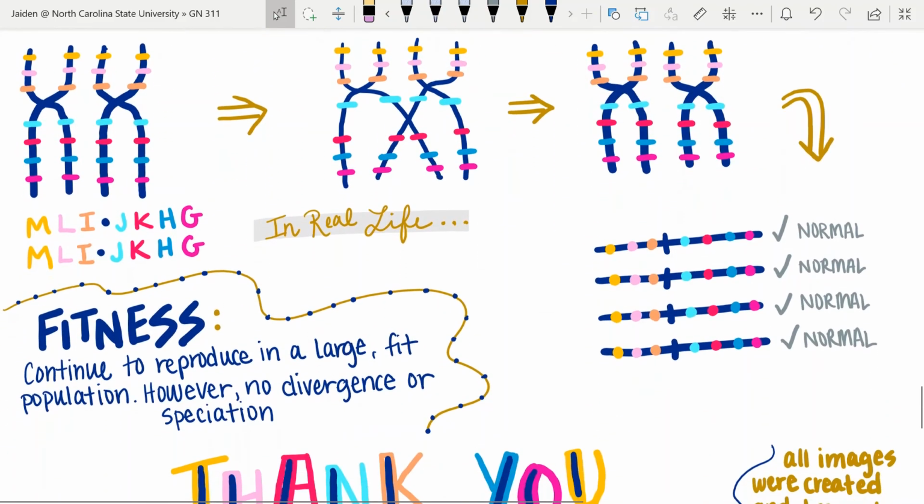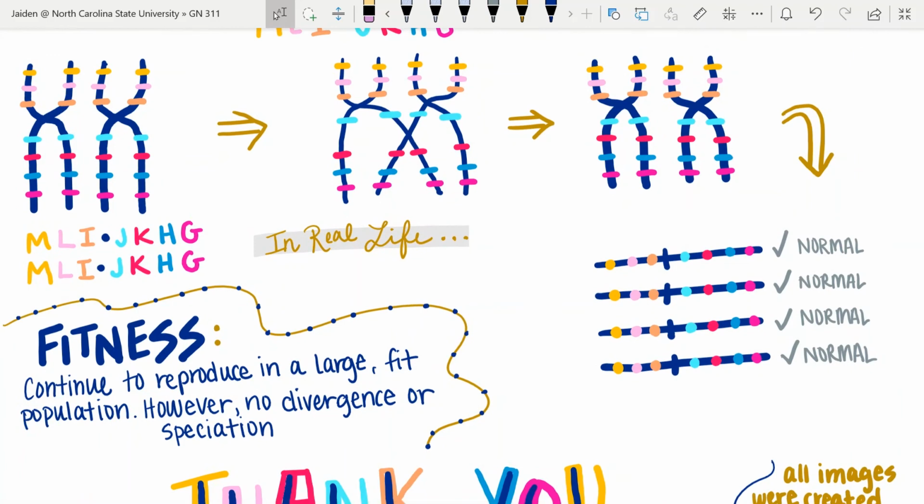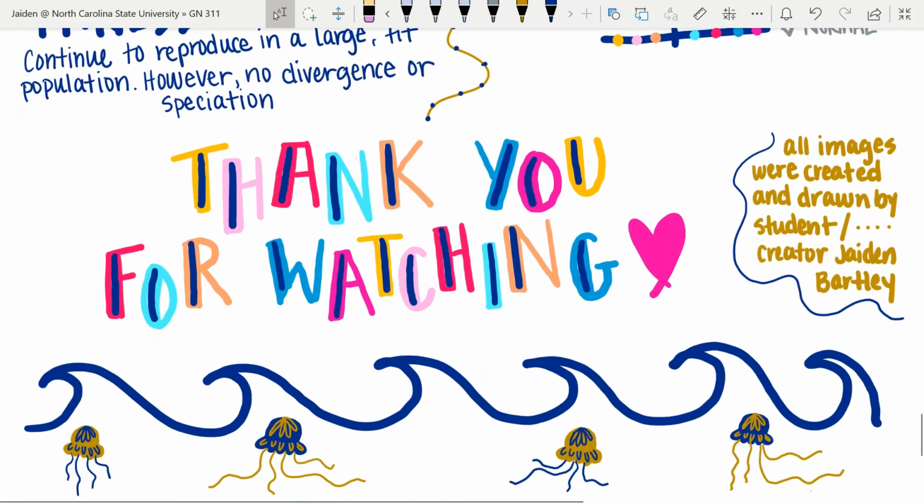As before, we learn more about the synapsis of chromosomes and meiosis through our jellyfish. In real life, if the individual possesses 2 identical chromosomes, they will do a simple cross and still have 4 identical viable gamete combinations. They will have a good fitness and continue to reproduce in a large population. However, unlike heterozygous pericentric inversion, the divergence and speciation will not occur. So if something happens to our population, they are less genetically adaptable and could die off, lowering their fitness.